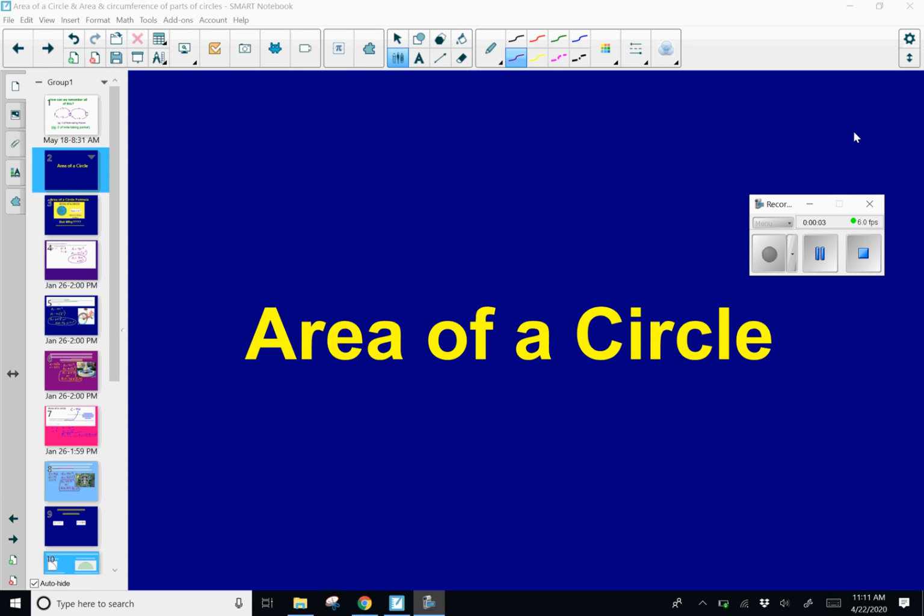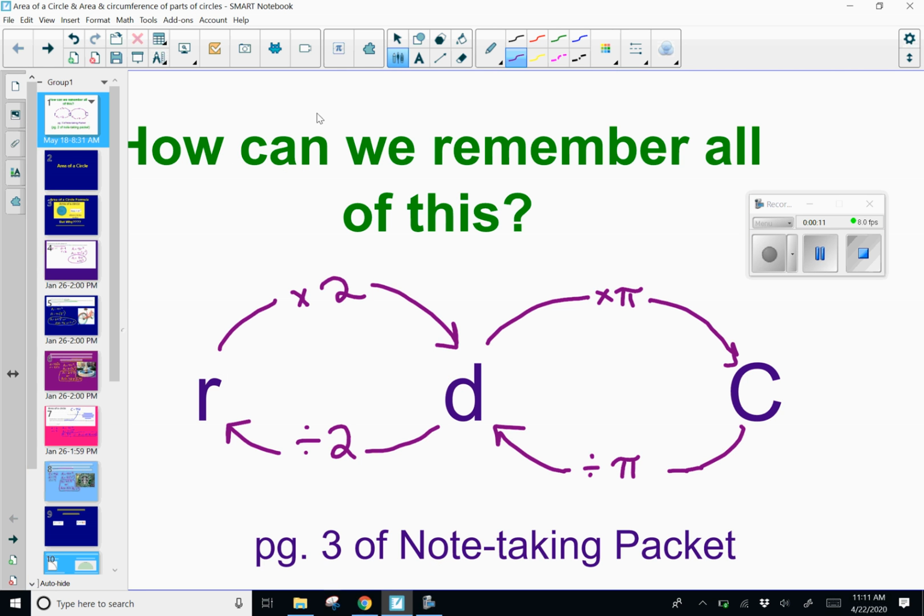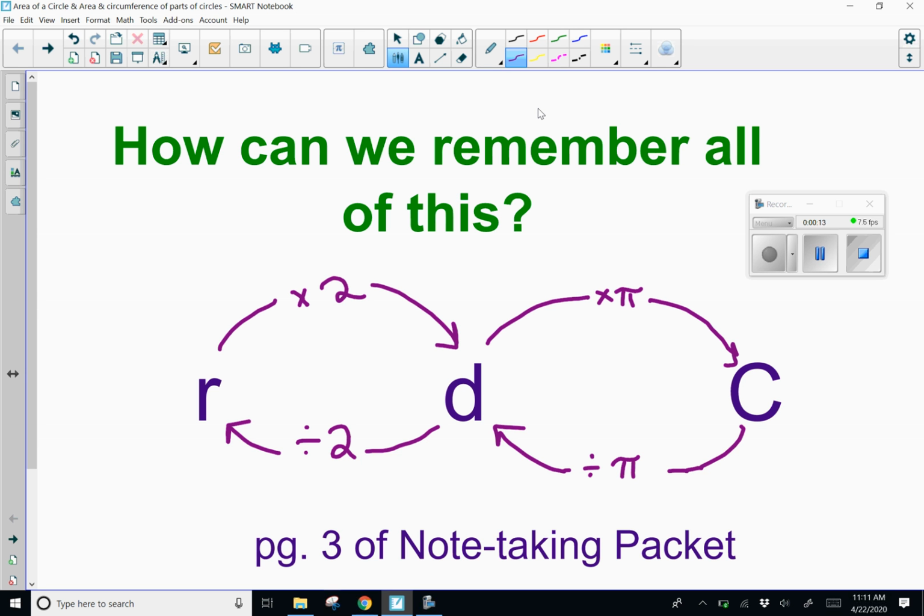Hello everyone. Today I will be going over area of a circle and area and circumference of parts of circles. Before we get started with that, I just wanted to go over a little trick that you can use to remember how to convert between radius, diameter, and circumference. This is actually on page 3 of your note-taking packet. At the bottom of the page, there's room to fill this in.